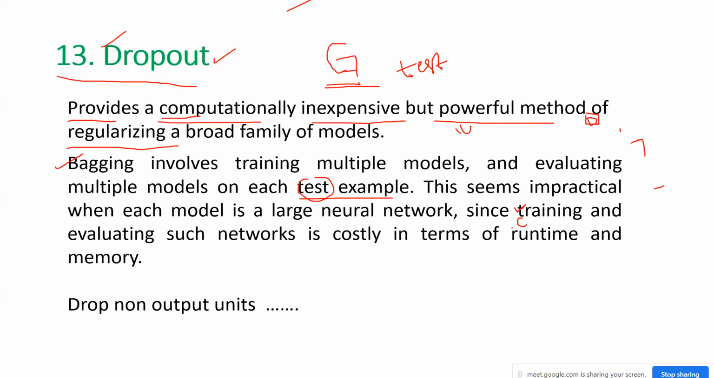Okay, so this model is a large network. That means when we consider a large network, applying this bagging mechanism is difficult. So impractical means it is difficult. So to avoid this difficulty, we are using the dropout mechanism. This dropout mechanism is implemented by removing non-output units.